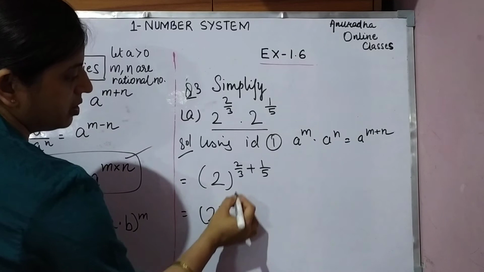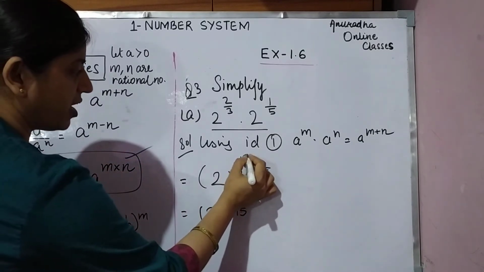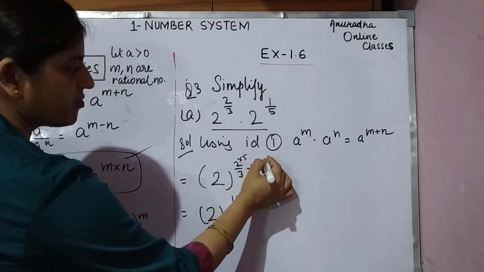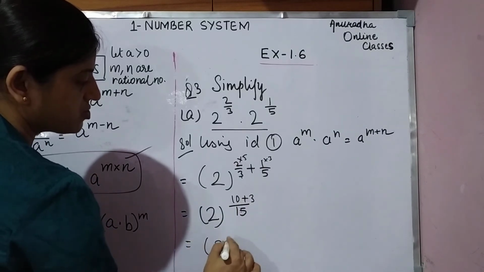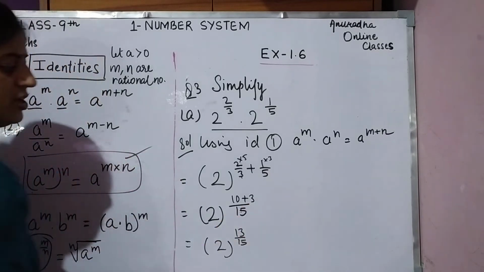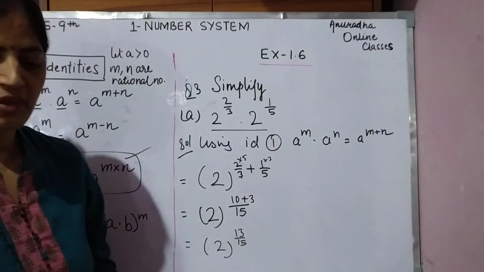So 3 कितने are 15? 3 5s are 15. So into 5, this is 10, plus 5 3s are 15, so it is 3. So what is our answer? Our answer is 2 to the power 13 upon 15. So in this way you have to do the question.